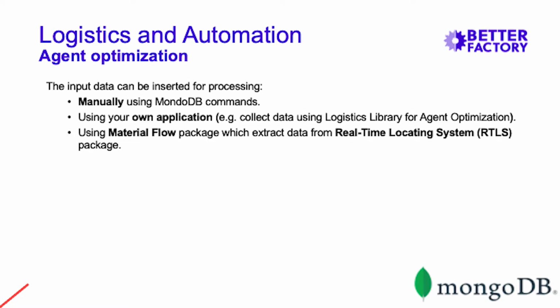The input data are stored in a MongoDB database. They can be entered manually using MongoDB commands. The second way is using your own application by using other logistics library modules. Our future plan is to develop an application for the logistics library, which will provide this functionality. Pavel Lukács in our team will take on this role. And finally, using the material flow node, which gathers data from the real-time locating system to provide inputs for agent optimization.